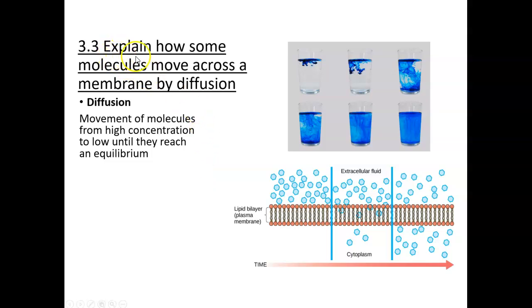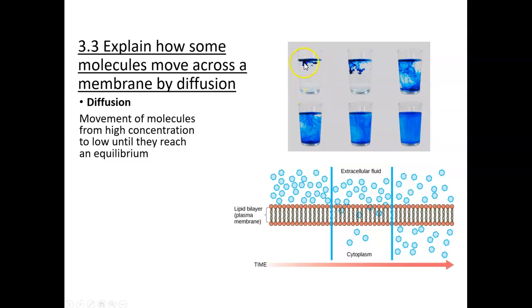The next learning outcome says explain how some molecules move across a membrane by diffusion. And you might already know the concept of diffusion. You experience it. I think about it when there's somebody wearing perfume. And if you're far away from them, you might not smell the perfume, but if you're up close, you do. And so the perfume's in high concentration on their body, and the further away from you they get, the perfume's kind of in lower concentration. And so the process of diffusion means the movement of molecules from high concentration to low, until they reach an equilibrium.